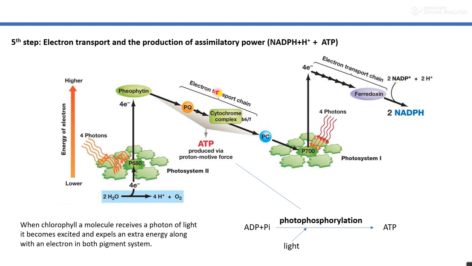The extra energy carried by electrons is utilized in the formation of ATP molecules at certain places during its transport. This process of formation of ATP from ADP and inorganic phosphate in photosynthesis is called photophosphorylation.